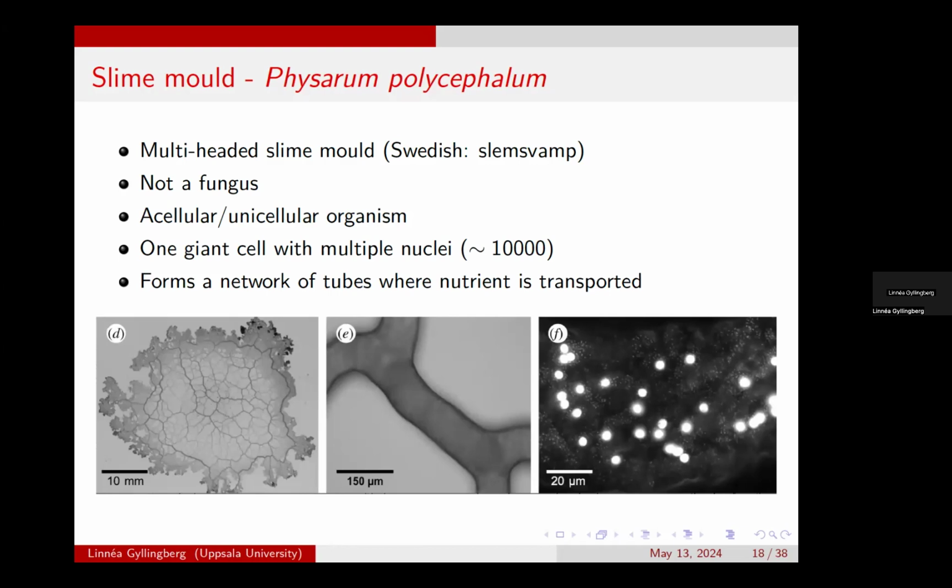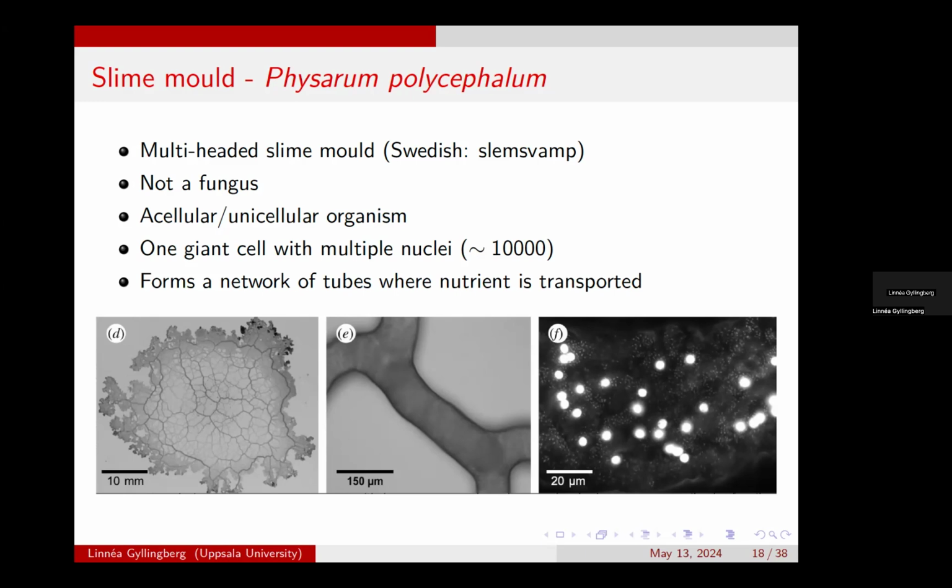So here it's zoomed in under a microscope, and you can see these networks. And here it's even zoomed in more, and you can see this tube. And here the nuclei are stained, so you can see the actual nuclei even more zoomed in. And it can be quite big. It can be this big even.